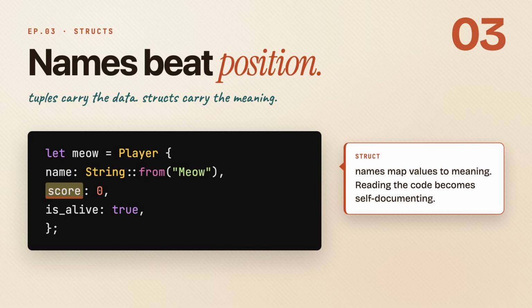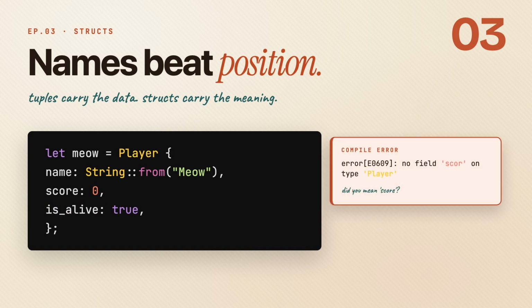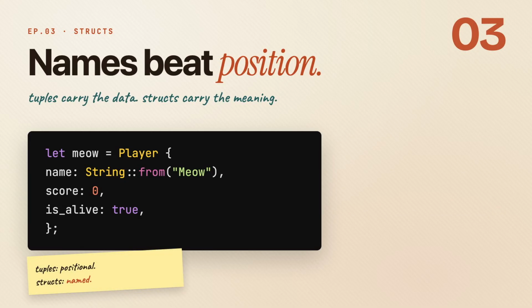Well, a struct names each piece. Over here, name is a String. Score is an unsigned 32-bit integer. is_alive is a boolean. Same three values, same memory. But now anyone reading the code can tell what each piece represents.